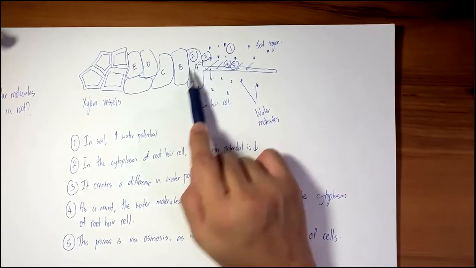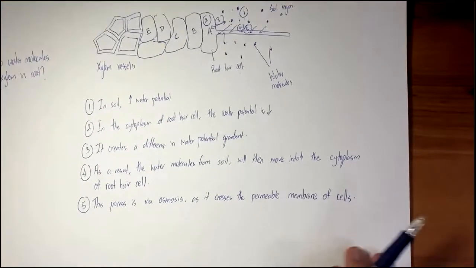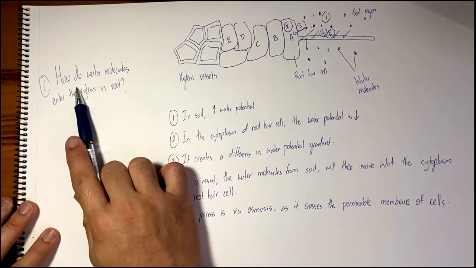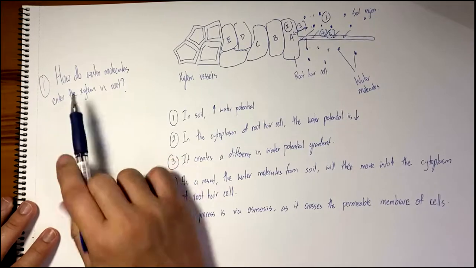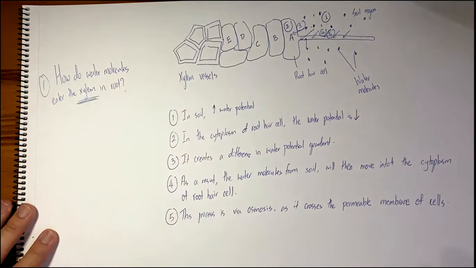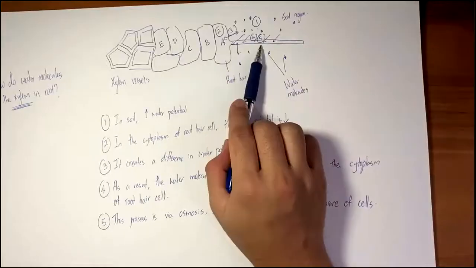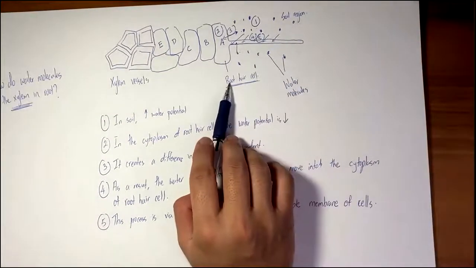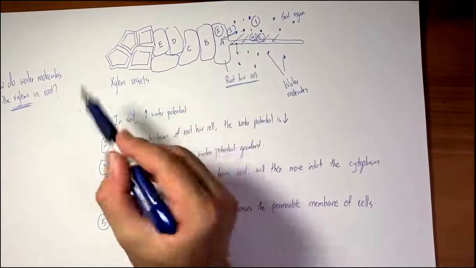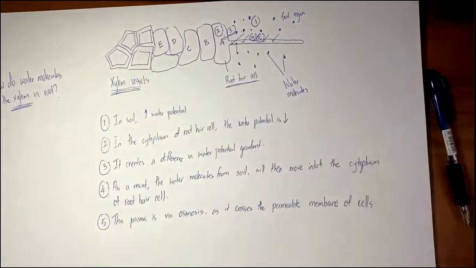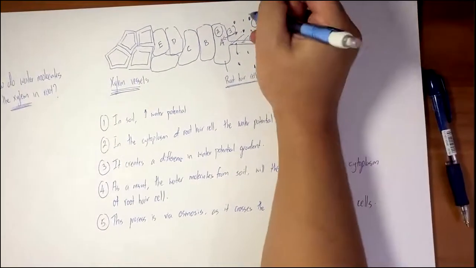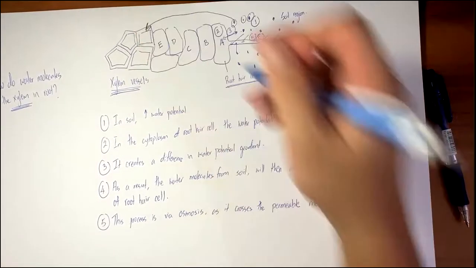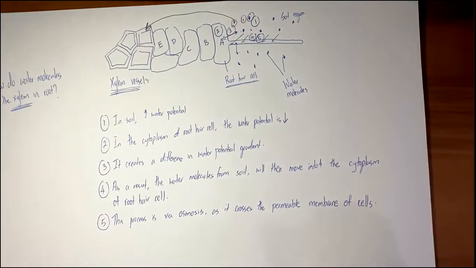How? Through these processes. Now, if we look back at the question, what we are trying to discuss is how water molecules enter the xylem in the root. But so far, what we have discussed is only entering the root hair cell. We want the water to go into the xylem, so we want this water here to go all the way there. So how do they actually do it?